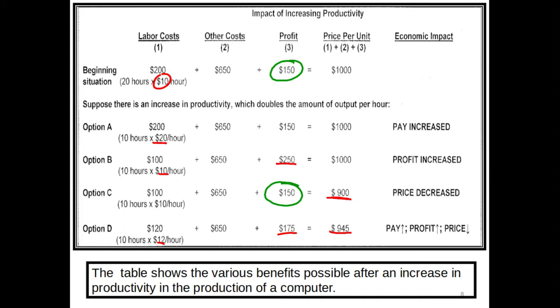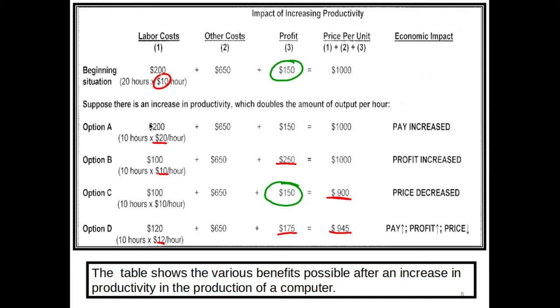So here's a table that I really like to highlight why does it matter. So you see in the beginning situation, labor costs $200. It's 20 hours at $10 an hour, $200. Other costs are going to stay constant throughout this. We have a $150 profit, so price per unit would be $1,000. Well, let's say there's an increase in productivity, so it doubles the amount of output per worker.